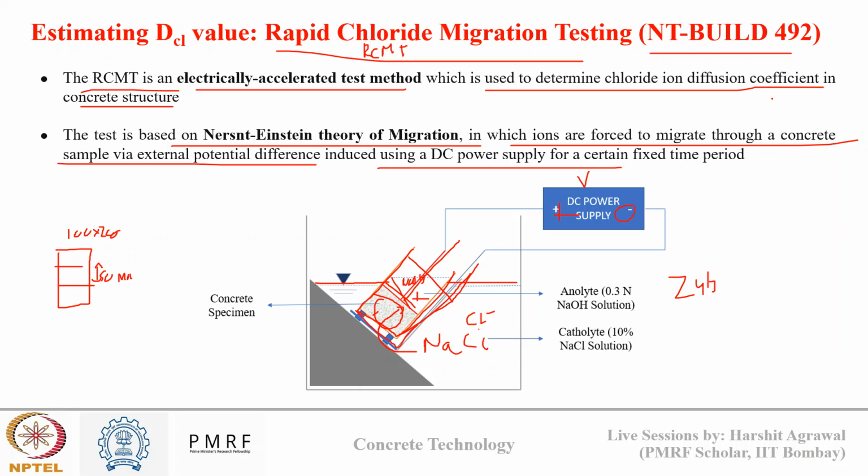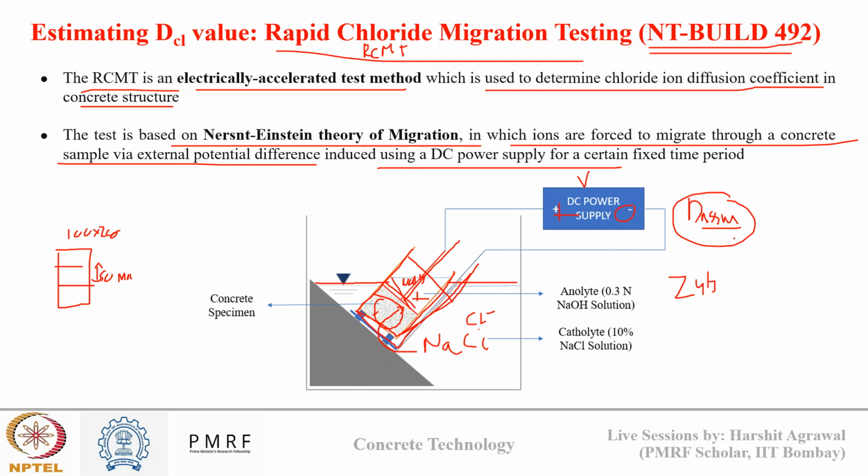And then there is a formula given in the NT Build 492 code, using which we can estimate the DNSSM, the non-steady state migration coefficient of chlorides. So this diffusion value, this migration coefficient of chloride, we estimate.